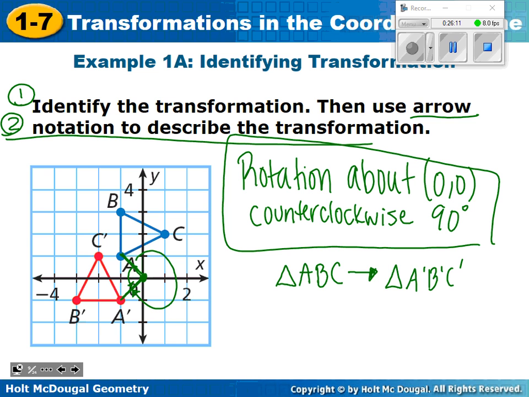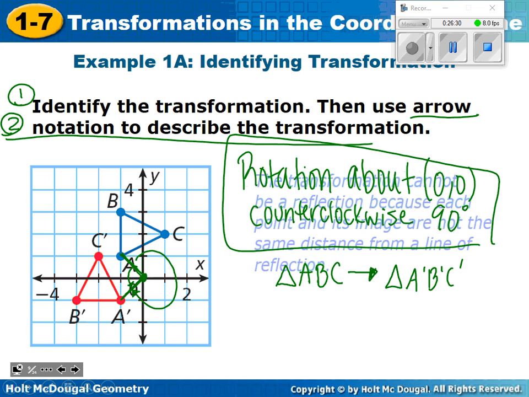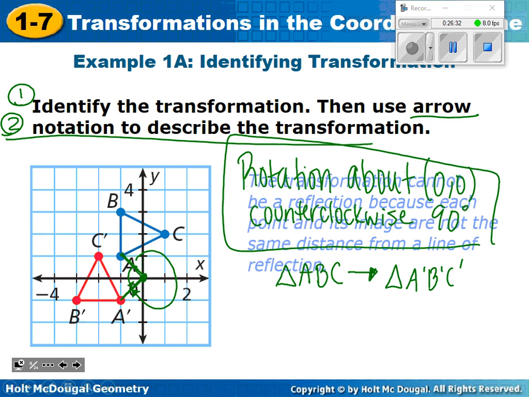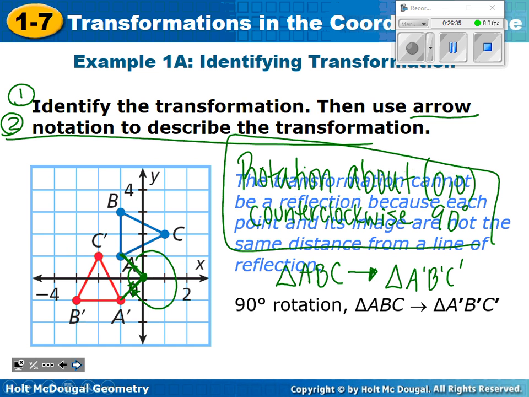Should be really simple, right? That's just arrow notation. It tells you what the pre-image will land on with the image. Sometimes they won't use the same letters. They'll use different letters. Most of the time they use prime notation. But sometimes it'll be ABC maps onto DEF. So it just depends on what's in your picture. All right. Let's look at the next one. We'll go a little faster here, maybe.